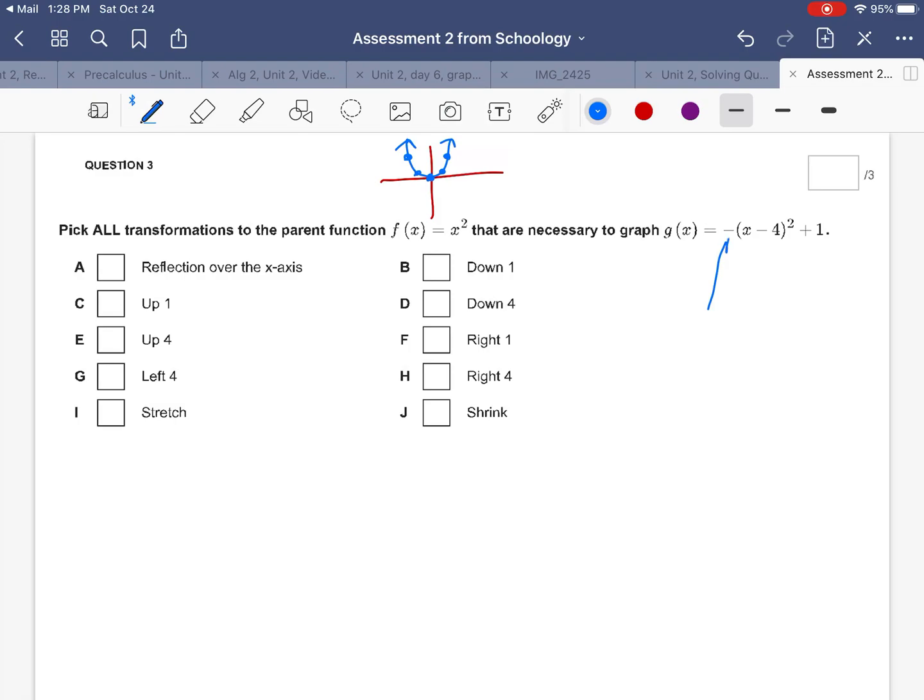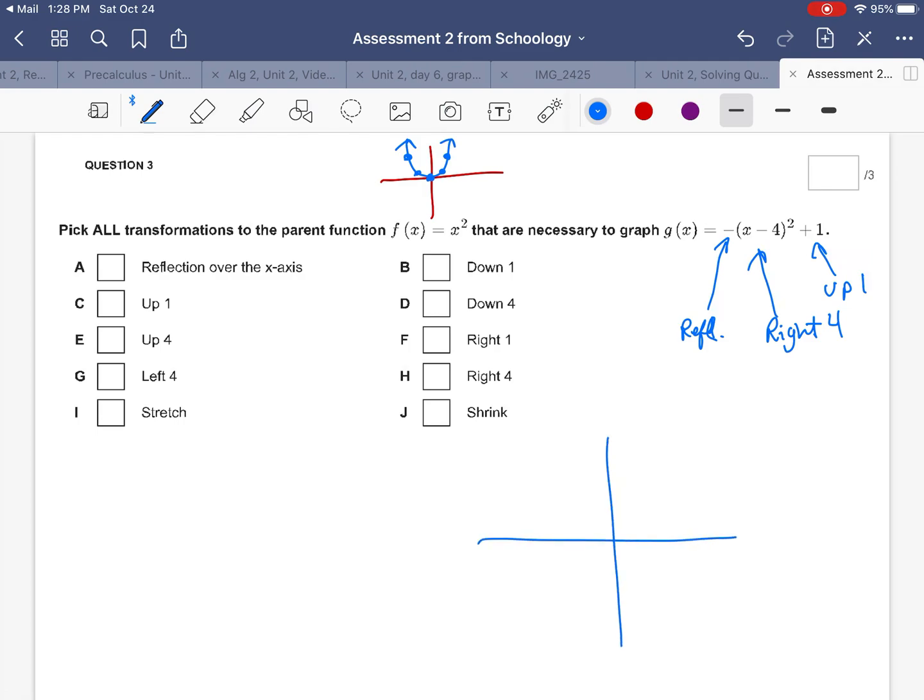So let's talk about these transformations. A negative produces a reflection over the x-axis, all right? Then the x minus 4 inside here produces a movement to the right 4 spots or 4 units. And this plus 1 makes you move up 1. You are also able to go in Desmos and graph each of these things, and then you can see what's going on.